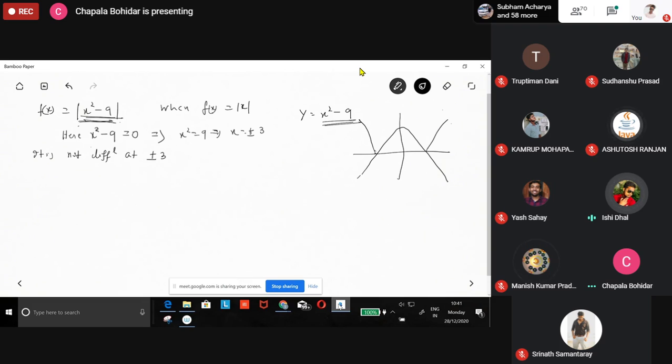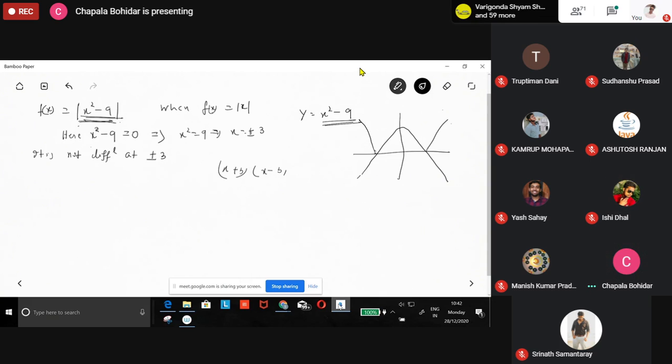Ma'am, also by finding the x-intercept you can do it, using the x square minus 9, a square minus b square formula. Yes, that I can write down. It is 9 units down, but it will be turning upward, because it is given as absolute value. It is reflected like this.